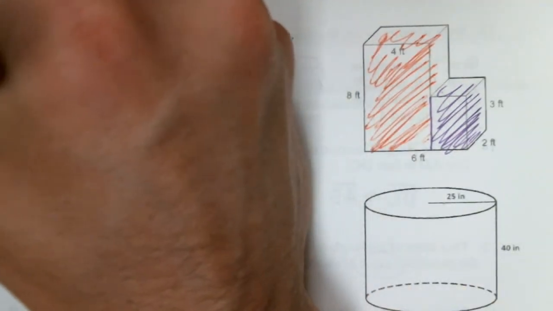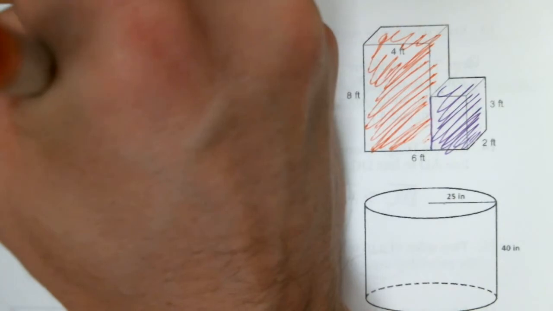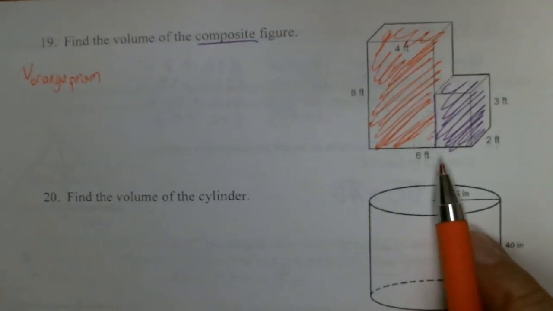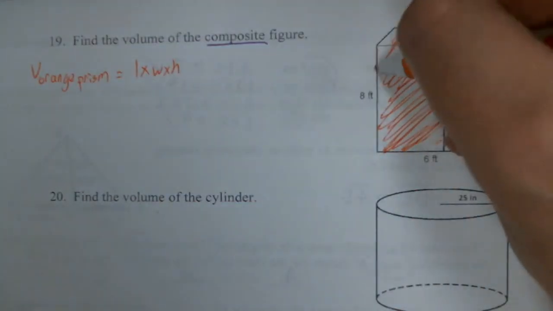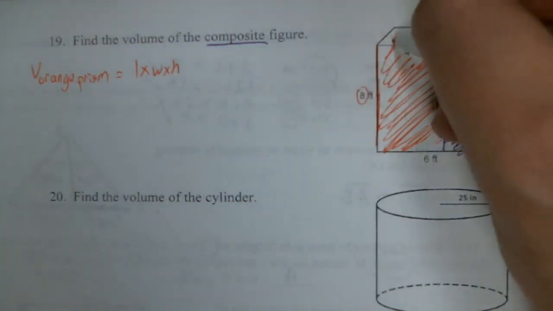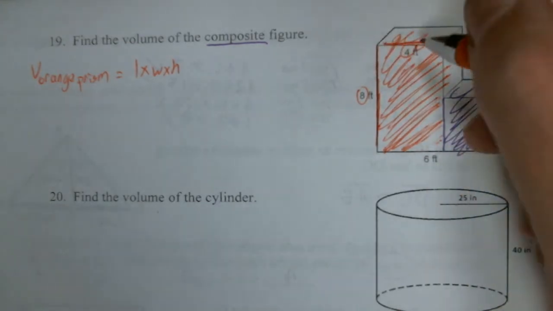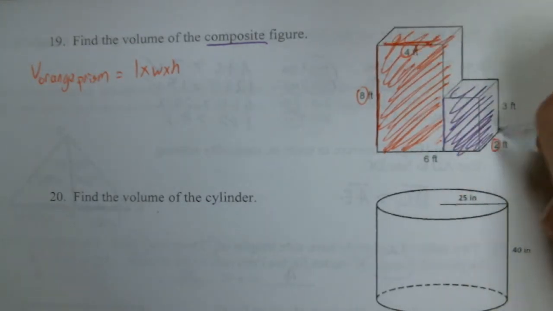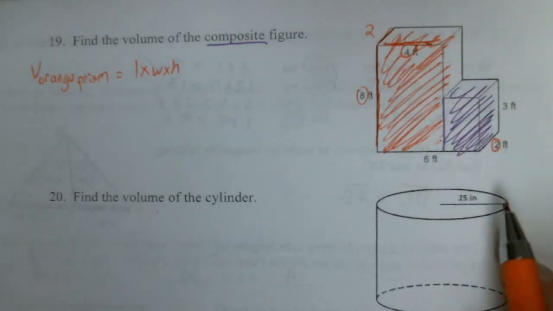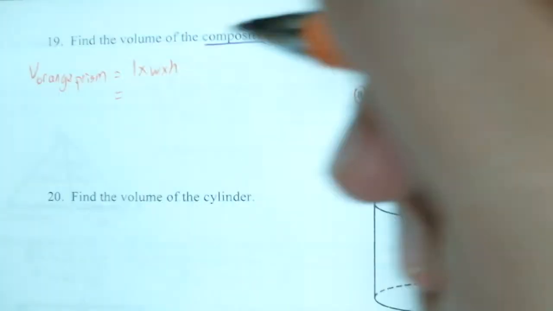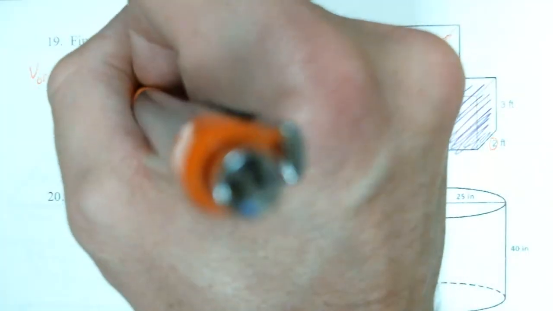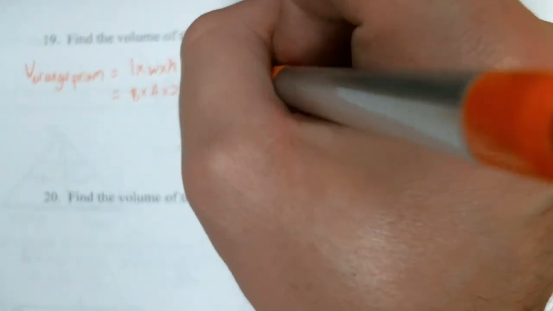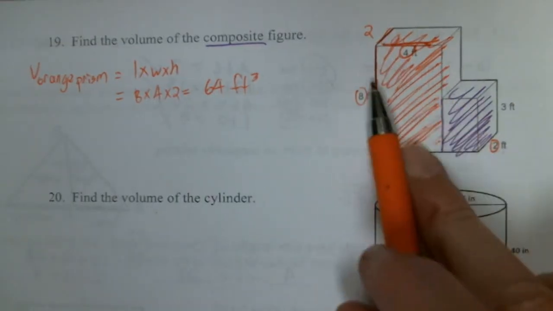Finding the volume of the orange box is easy. Volume of the orange prism: I have all three dimensions. Volume is equal to length times width times height. I have the height, that's the 8. I have the length, the 4, and the width is 2, the same width as this piece down here. So that's 8 times 4 times 2. 32 times 2 is 64 feet cubed. That's easy because I already know all three dimensions.